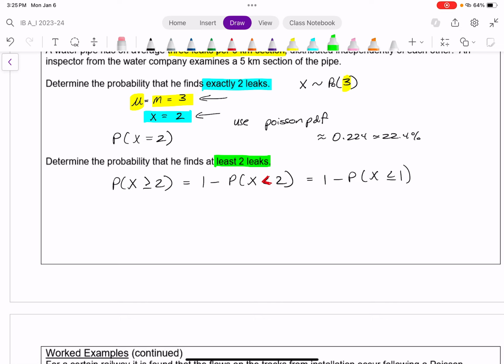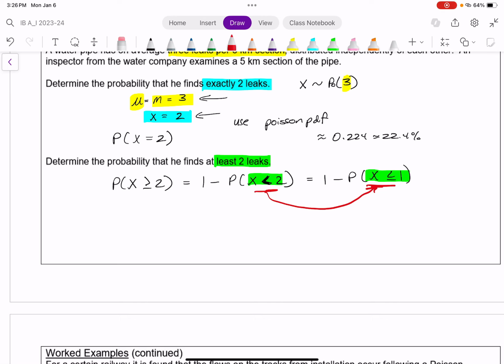Because keep in mind, if we are dealing with a discrete count of things, 1, 2, 3, 4, 5, being less than 2 is the same as being less than or equal to 1. And on our GDC, that's how we can calculate it. The cumulative Poisson distribution function is less than or equal to. And so it's really easy to miss that. And because we have a count of something, it does make a noticeable difference.